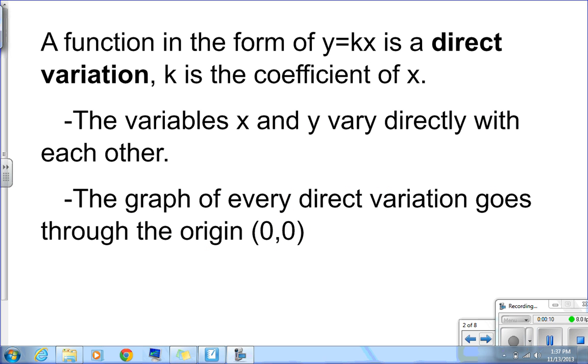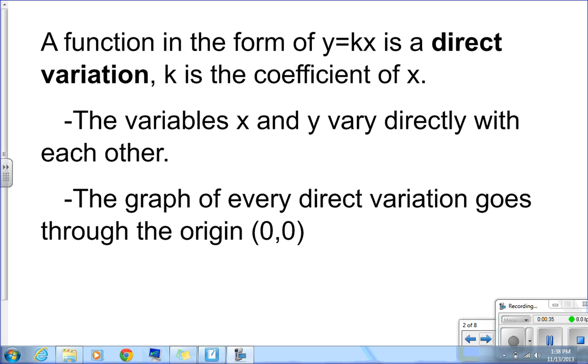A function in the form of y equals k times x is a direct variation, where k is the coefficient of x. The variables x and y vary directly with each other, and the graph of every direct variation goes through the origin (0, 0). So write this all down.